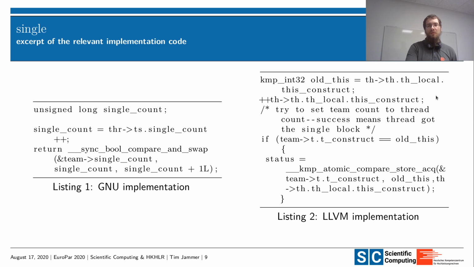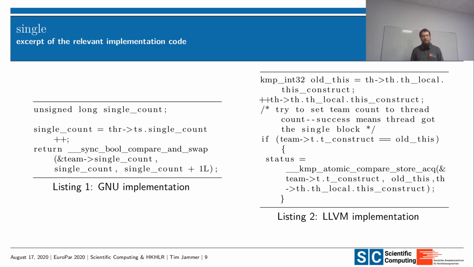So you have a thread local counter that counts the number of single regions encountered. It will be incremented the same as for the GNU implementation. And then you spot the difference here. First, there is a non-atomic compare operation. And then you have the atomic operation, which is the same as for the GNU implementation: the team's counter should be incremented. So there is an addition of this non-atomic compare operation.